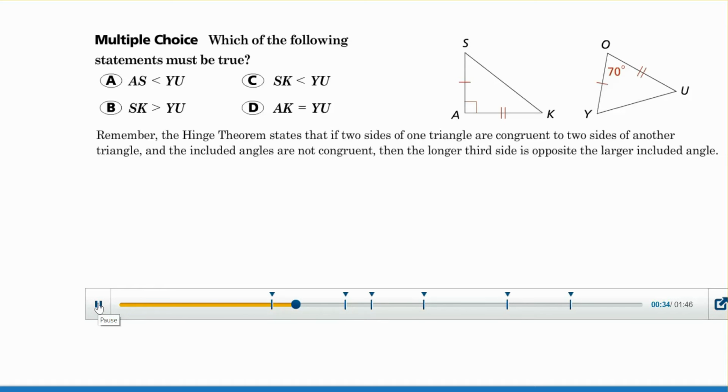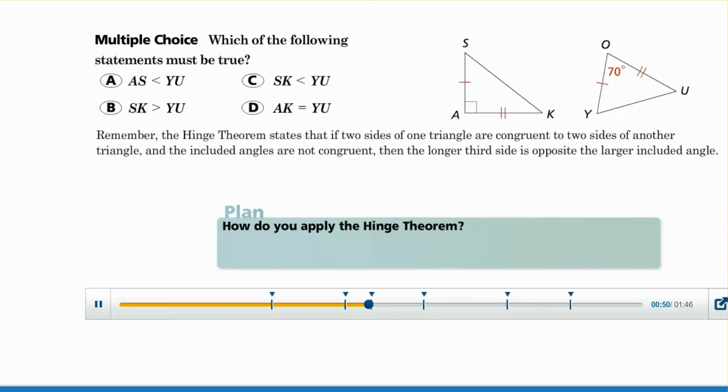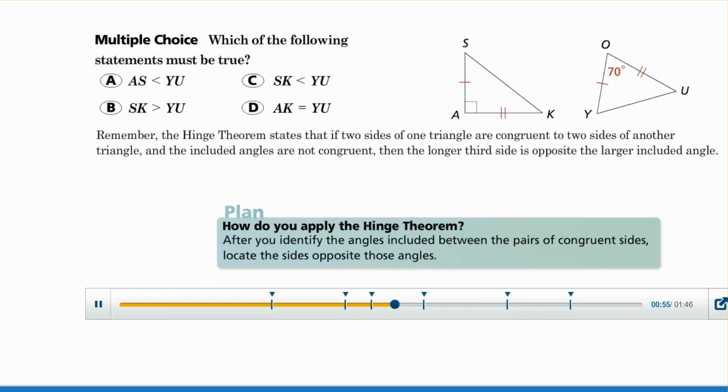Remember, the hinge theorem states that if two sides of one triangle are congruent to two sides of another triangle, and the included angles are not congruent, then the longer third side is opposite the larger included angle. How do you apply the hinge theorem? After you identify the angles included between the pairs of congruent sides, locate the sides opposite those angles.